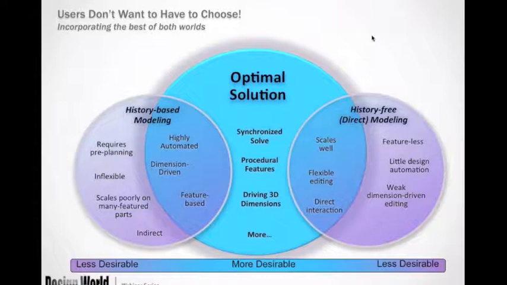Obviously this is something my team and I embarked on long ago, and I know others in the industry have worked on this issue as well. The goal is to say, well, why can't we have a highly automated, dimension-driven, feature-based system that scales well and is flexible and direct? And the answer is you absolutely can. It just takes tens of millions of dollars of investment on the part of the CAD vendors to achieve that for you. The reason I point this out is that this best of both worlds does exist.